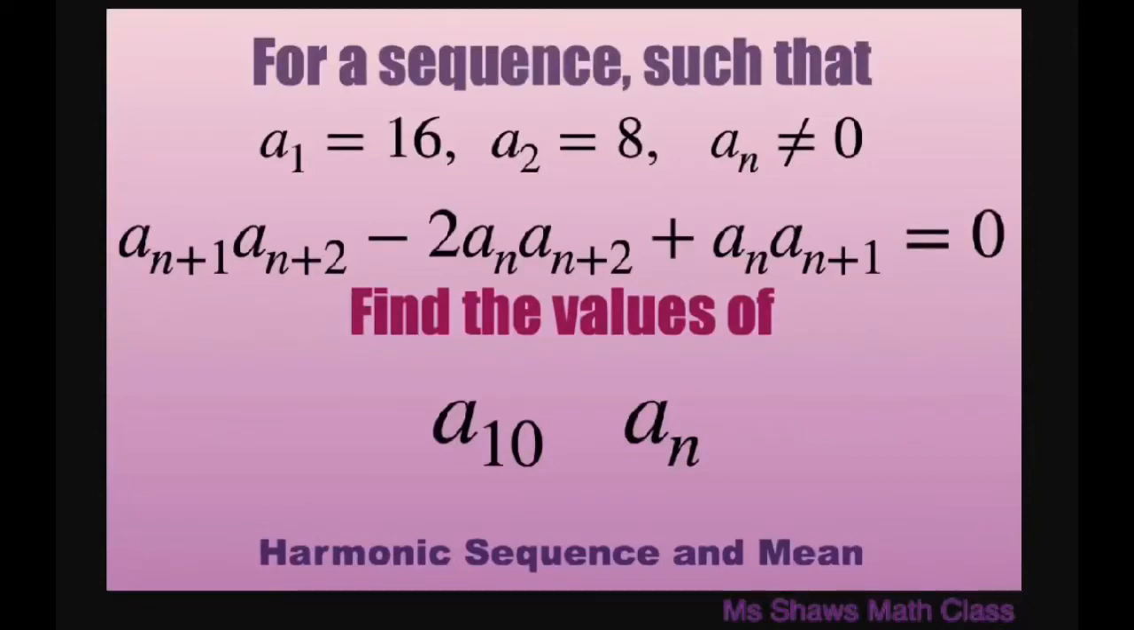Hi everyone. For a sequence such that the first term is 16, the second term is 8, our nth term can't be 0, and this is our sequence. We're going to find the values of the 10th term and the nth term.